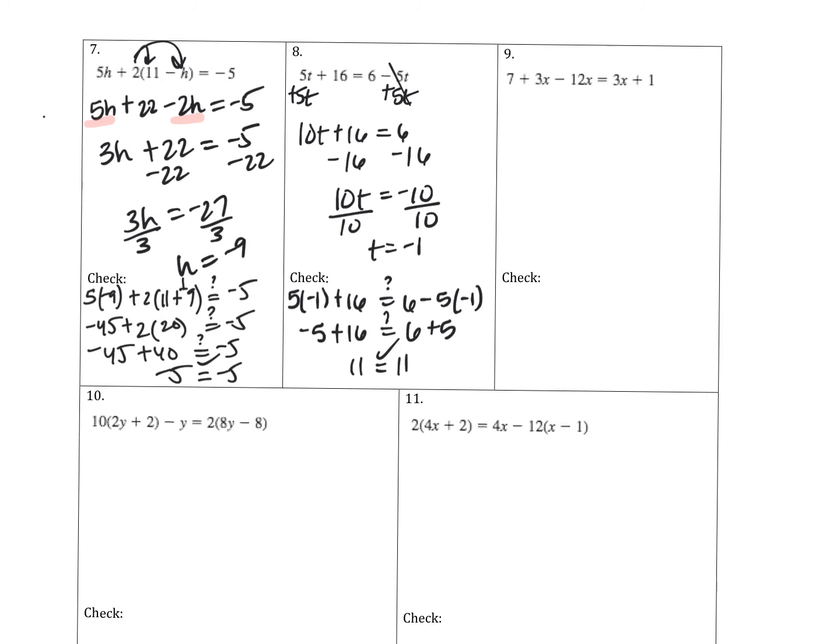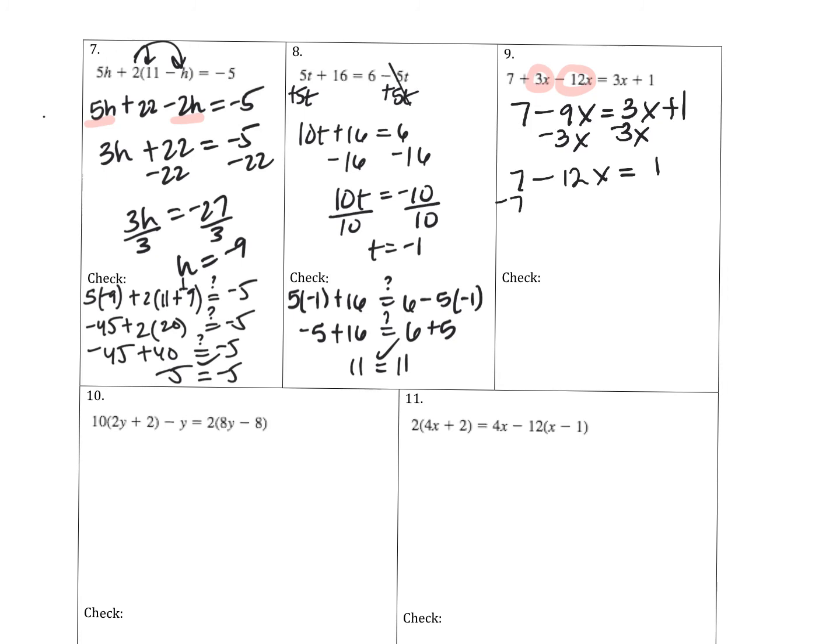All right, let's combine like terms of 3x and negative 12x. So we should get on this side 7 minus 9x equals 3x plus 1. All x's on one side. Let's move the 3x over. And we'll get 7 minus 12x equals 1.